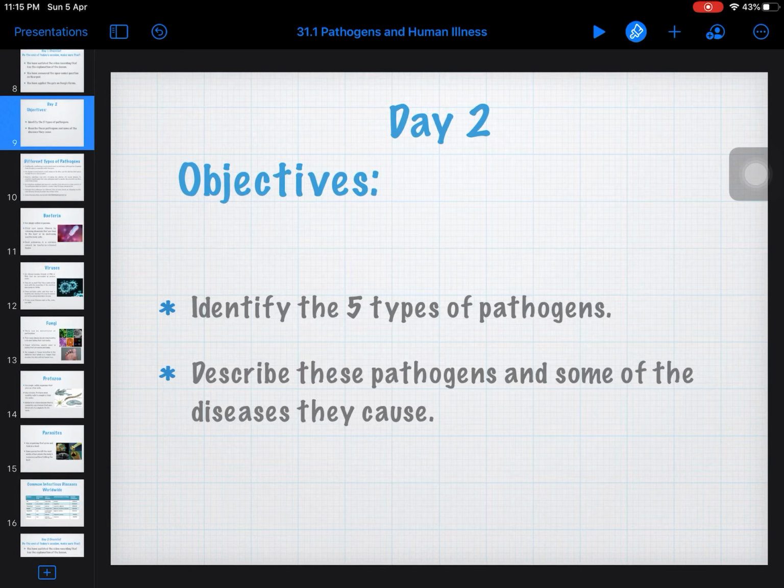Hey guys, today is day 2 of the same lesson, 31.1 Pathogens and Human Illness. The objectives for today are to identify the 5 types of pathogens, describe them, and some of the diseases they cause.